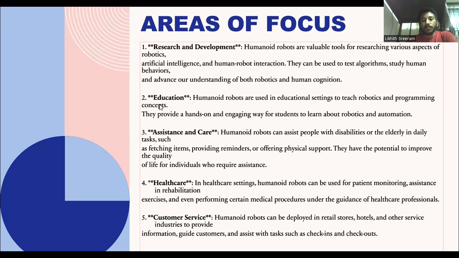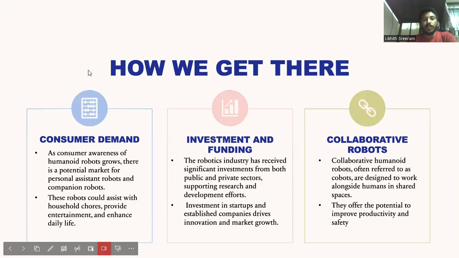Customer service: humanoid robots can be deployed in retail stores, hotels, and other service industries to provide information, guide customers, and assist with tasks such as check-ins and checkouts. To reach customer requirements, we should follow these steps: consumer demand, investment and funding, and collaborative robots. As consumer awareness of humanoid robots grows, there is a potential market for personal assistant robots and companion robots. These robots could assist with household chores, provide entertainment, and enhance daily life.